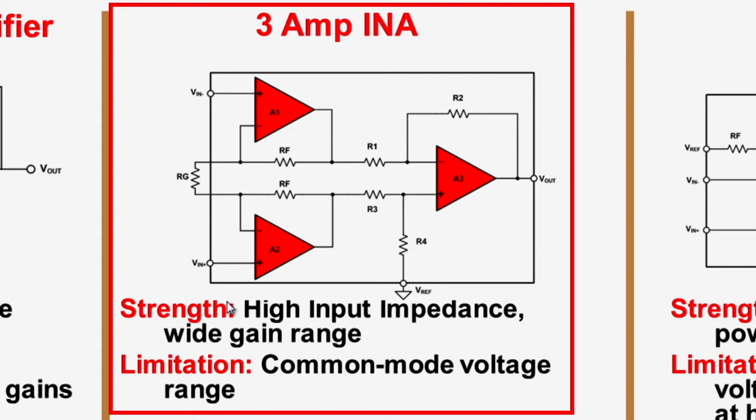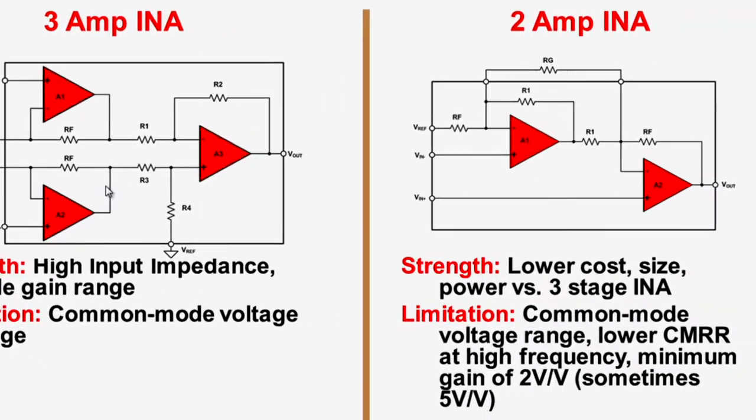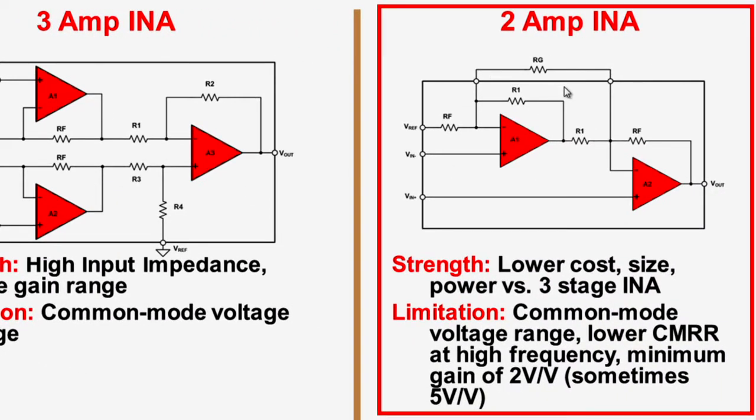So now you are restricted to the common mode voltage range of this device, and you have to be careful how you set your inputs to make sure that you're not saturating or going into a nonlinear region of your input amplifiers. The next type of instrumentation amplifier will be the 2-amp INA, and what this is very similar to the 3-amp INA, just with a different architecture.